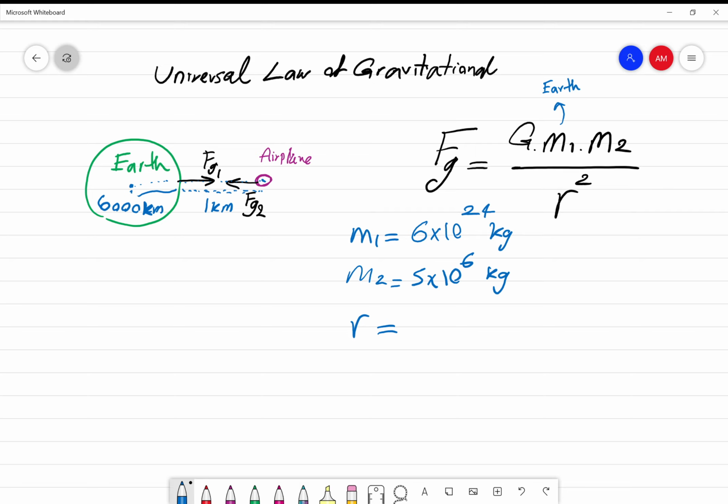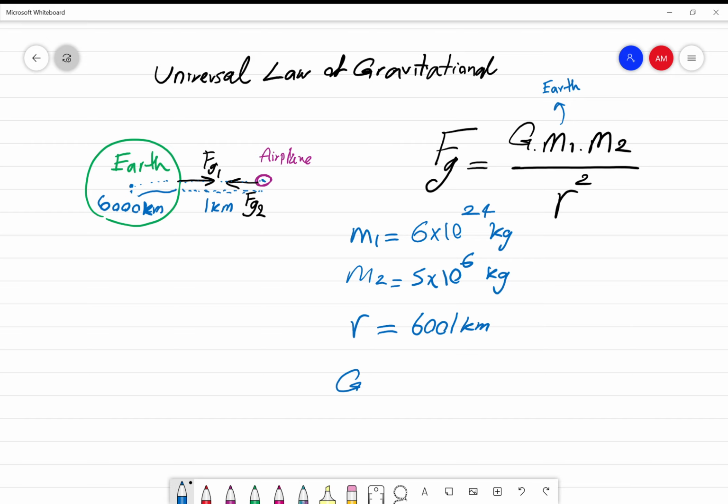And also the distance between the surface of Earth to the center of Earth, it's the radius, which is 6,000 kilometers. So what's the distance between Earth and airplane? The total distance? 6,001 kilometers, correct? Okay. And what is G?